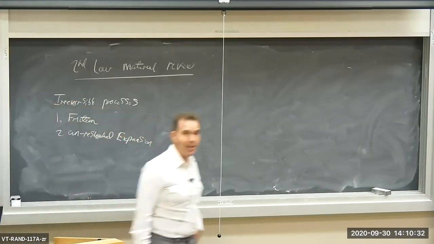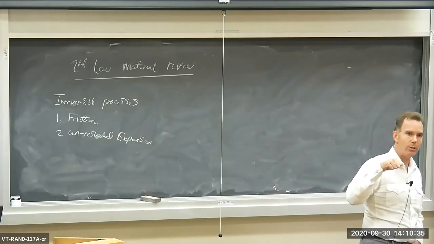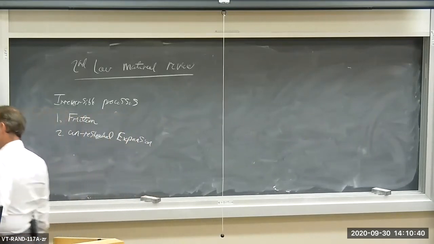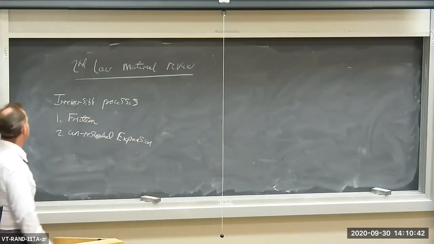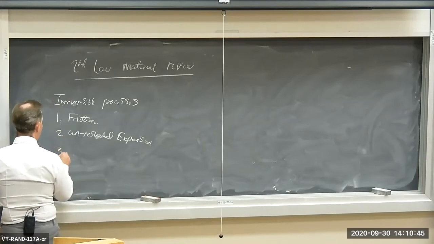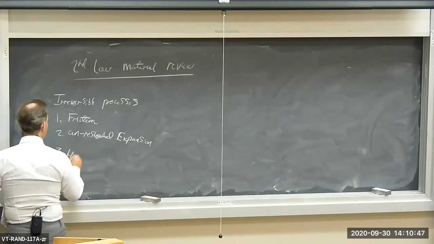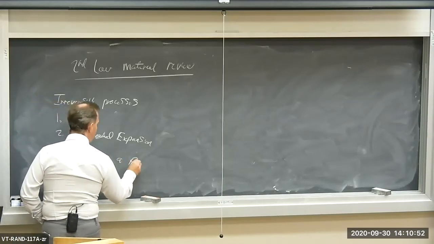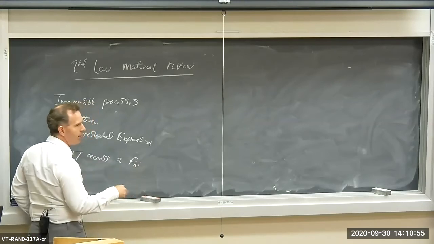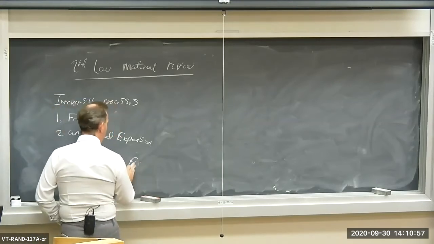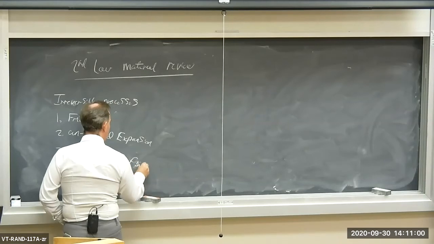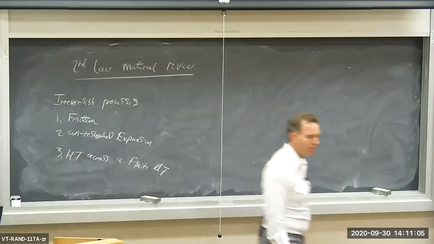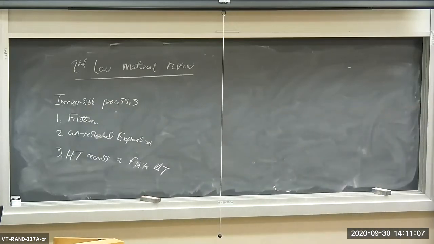It's also fast compression, by the way. Either a quick expansion or a quick compression is irreversible. Quick expansion, I think, is probably the easiest one to understand. And then we have heat transfer across a finite temperature difference. So HT across a finite, what I mean by finite is measurable, finite, quantifiable, finite delta T temperature difference, all right? These are all processes that are irreversible.